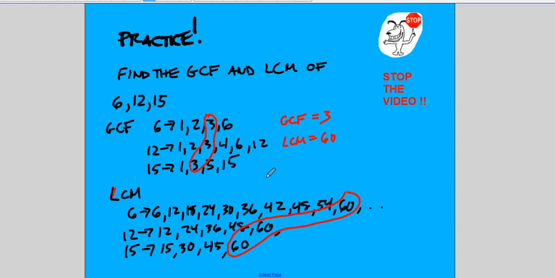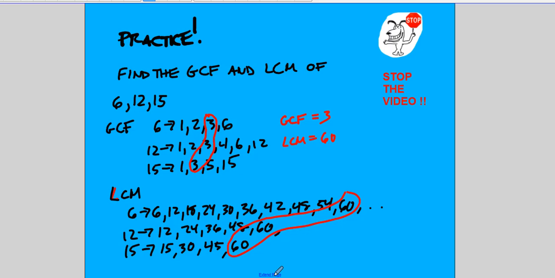So this is easy to see what you're doing. You're just grinding out the multiples, and the first one they have in common is what it's going to be. You can also mentally ask what's the smallest number all three of these divide into. At first you might be thinking 30, but then you realize 12 doesn't go into 30, so it has to be 60.